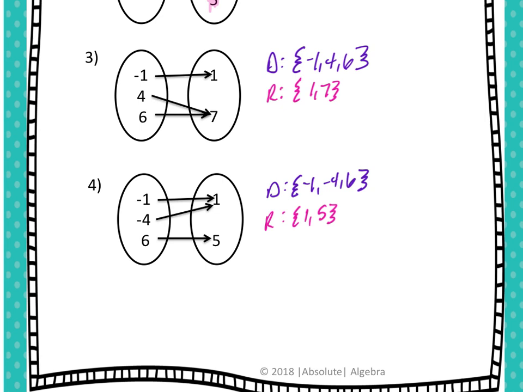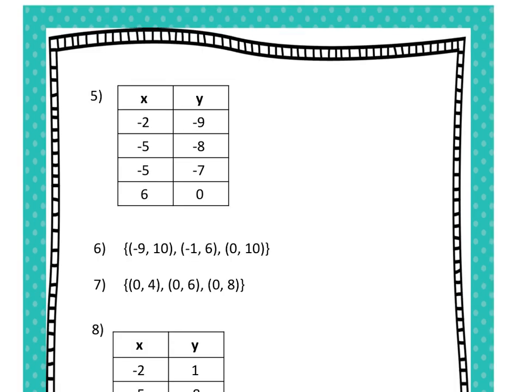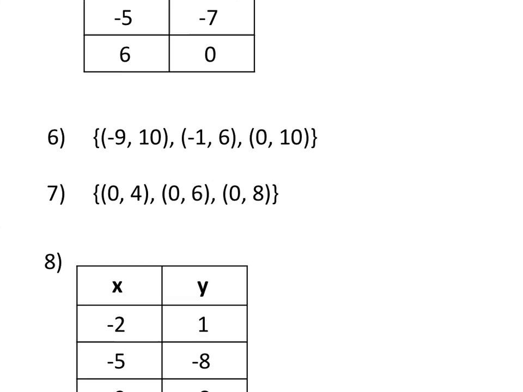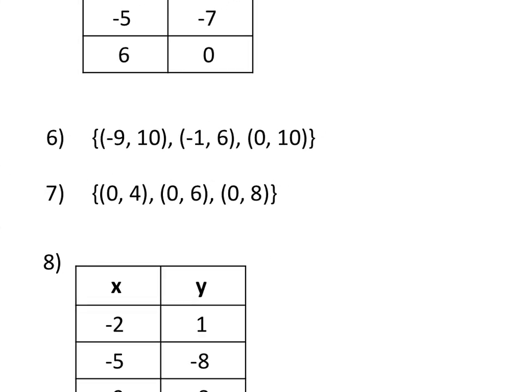Awesome. Okay, so now I think we have some ordered pairs. Here we go, 6 and 7. If you'll do 6 and 7, find the domain and range for both 6 and 7. Go on and do this because we don't have all day.